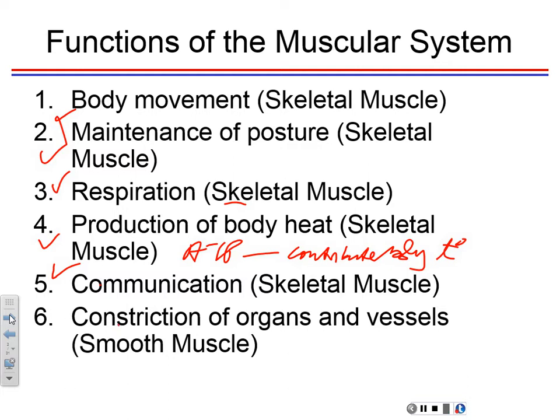So, constriction of organs, that would be smooth muscle, right? What are some of the organs in your body that have smooth muscle in them? Yeah, the esophagus, the intestines, all that digestive. What else? Another important one.